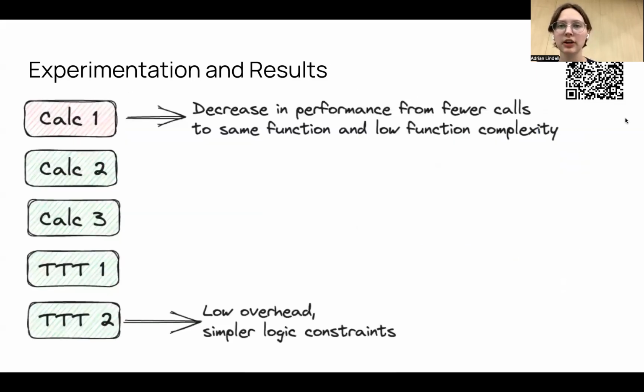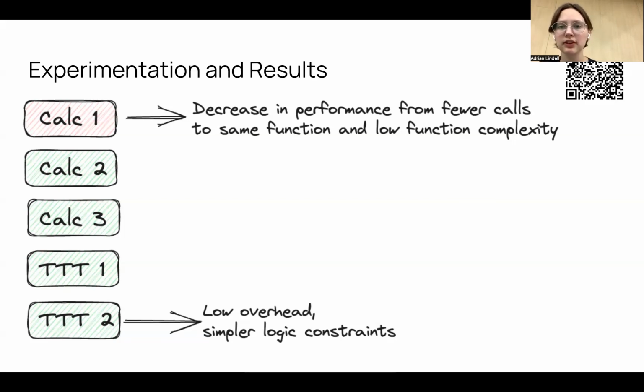The majority of benchmarks had improved performance over symbolic execution, most notably tic-tac-toe 2. Tic-tac-toe 2 has a low overhead and simpler logical constraints, which factored into the improved performance. On the other hand, calculator 1 decreased in performance from symbolic execution. This is due to having fewer calls to the same function and low function complexity, meaning the use of CSE in this situation introduces overhead, which decreases the performance.